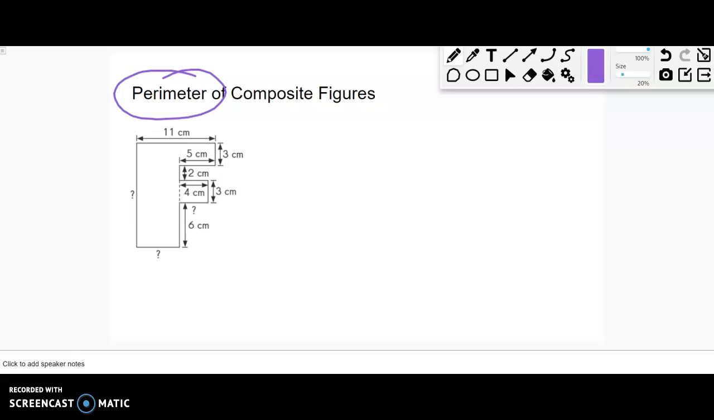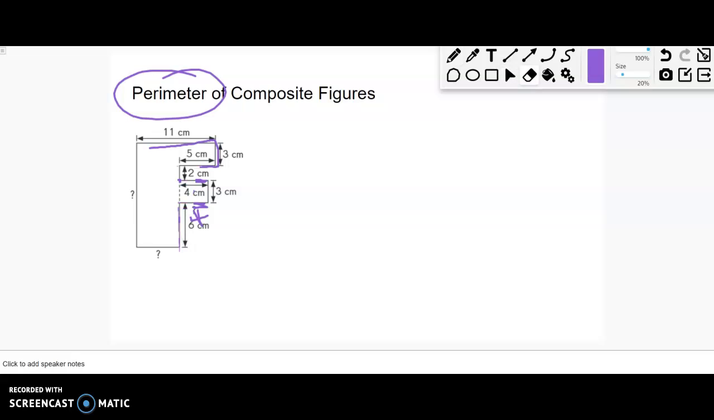So let's take a look at this one. We know this is 11, we have 3, 5, 2, 4, 3. We're missing this one right here. Well, if I look, right here is 4. So I can say, okay, that's the same length. It's right across the rectangle, so that must also be 4. Go ahead, label that on your paper. Then I have 6. Then I have another missing one and another missing one.